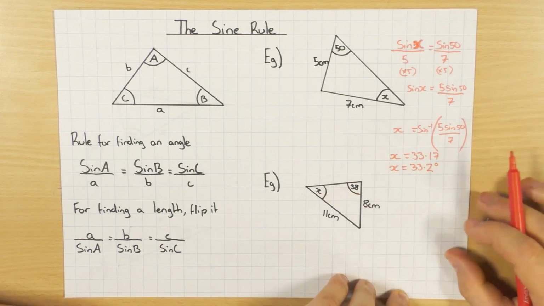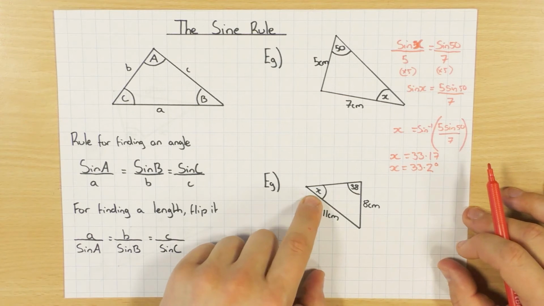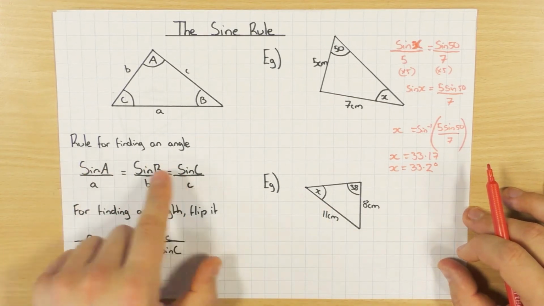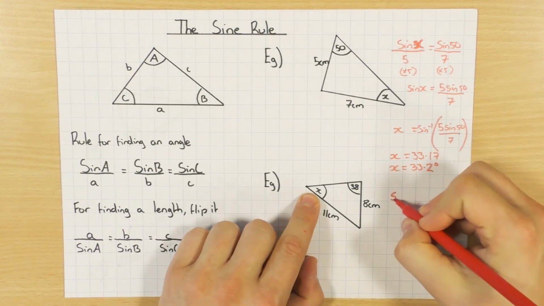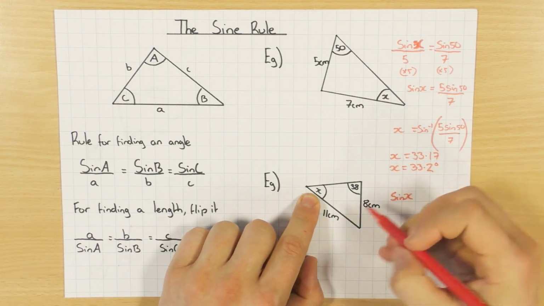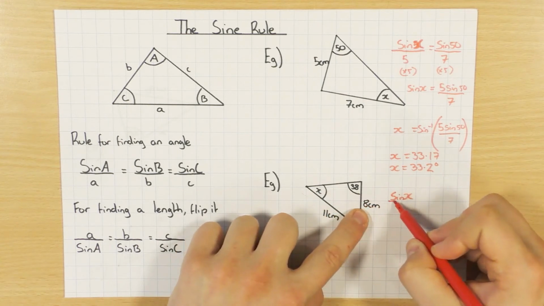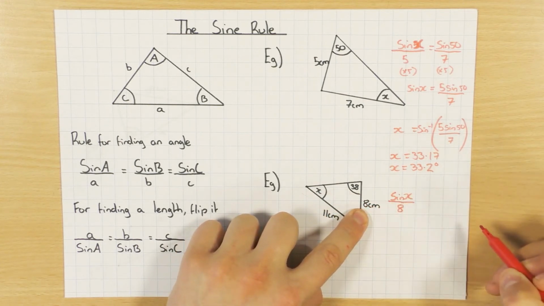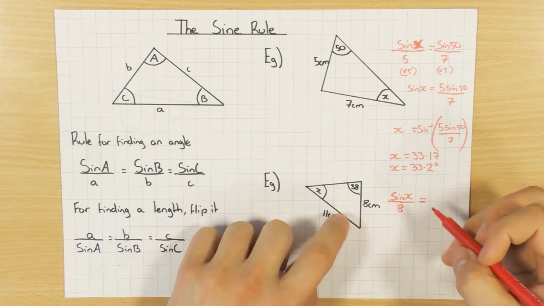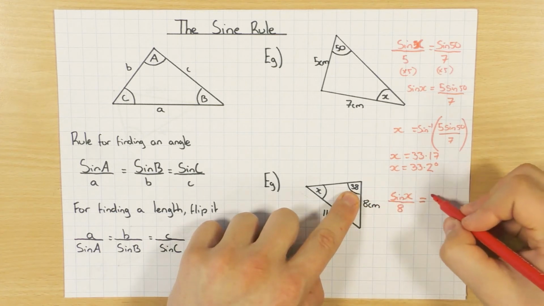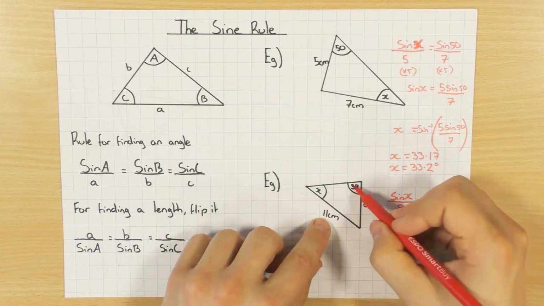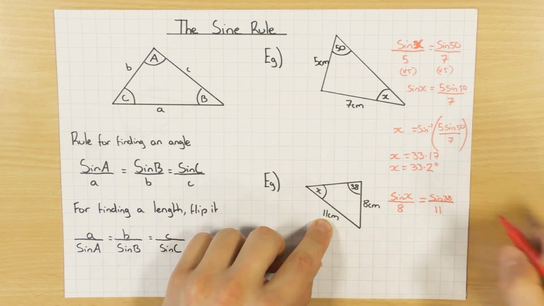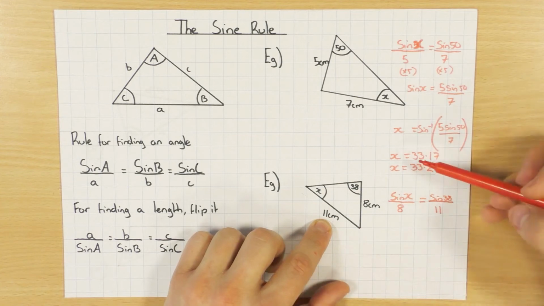Again, I've got a missing angle, which is x here. So I'm going to be using this one here where the angles are on top. Let's substitute in what we know. So sine x, and the length opposite x is 8, so I divide by 8. That is equal to, I've got angle 38, so sine 38 divided by an opposite, that one is 11. Okay, so that's how we set it up.